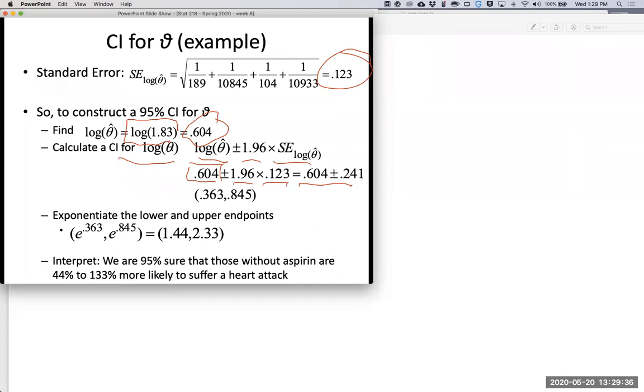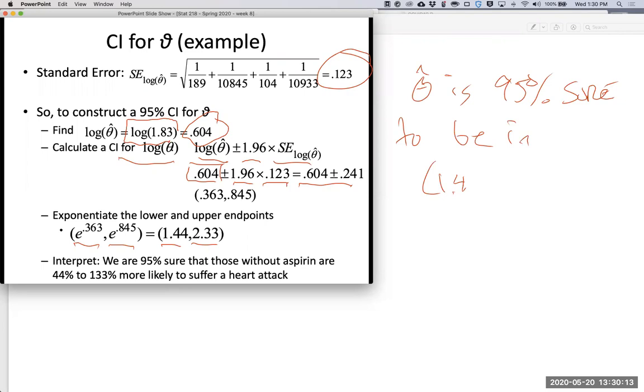So literally our 2 endpoints are 0.604 minus 0.241, which is 0.363, and 0.604 plus 0.241 gives me 0.845. And exponentiating, e to the 0.363 and e to the 0.845 gives me 1.44 to 2.33. So theta hat is 95% sure to be in the 1.44 to 2.33 range.